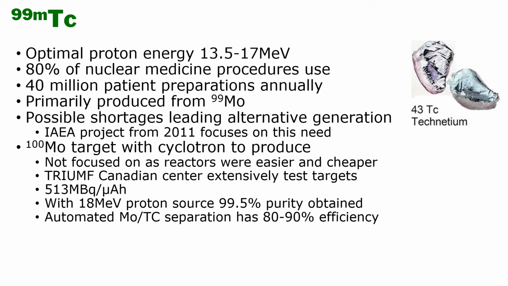Technetium-99 metastable is a very widely used and useful isotope due to its properties and original sourcing in reactors as a cheap and easy source. As reactors have been closing, production needs have been increasing as well, leading to possible shortages, so alternative methods are being researched currently, as 80% of nuclear medicine procedures currently use this isotope. One such study, when originally being researched as an isotope, showed promising results using 100 molybdenum with a cyclotron to produce, which had high purity and good automated separation efficiency, as shown being greater than 80%.